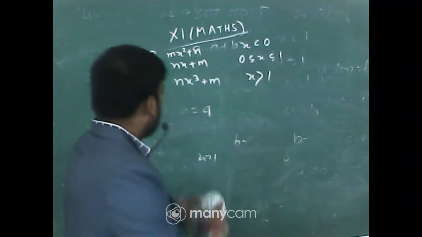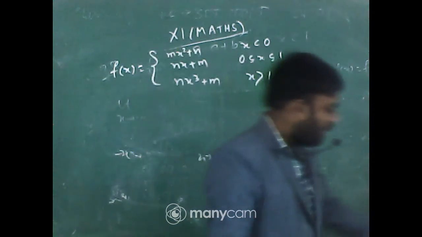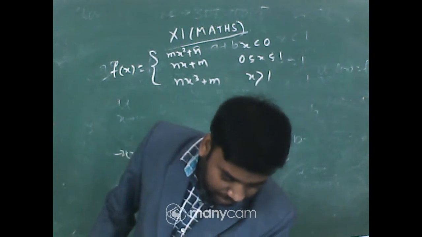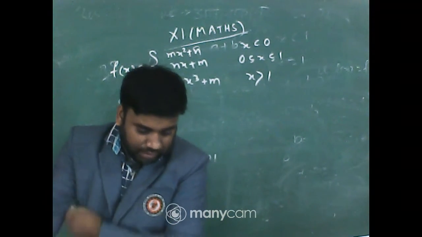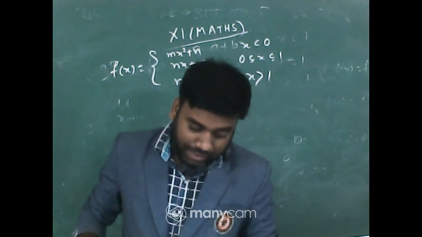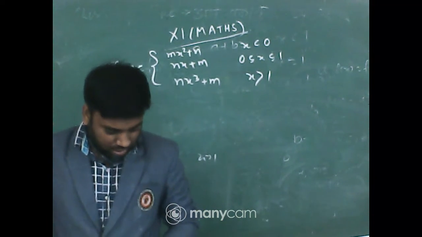Now, how will I solve it? In this question it is asked, for what integers m and n do the limits of fx as x tends to 0 and x tends to 1 exist, and find the value of the limit as x tends to 1.